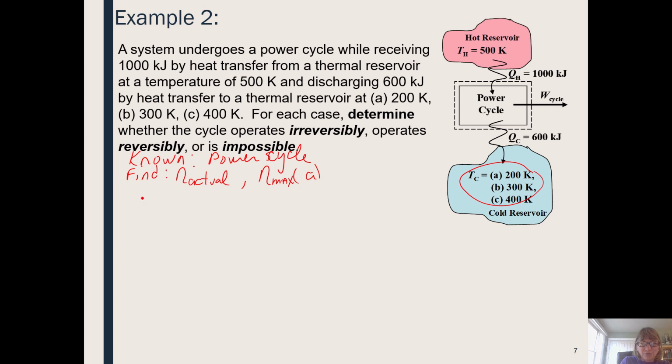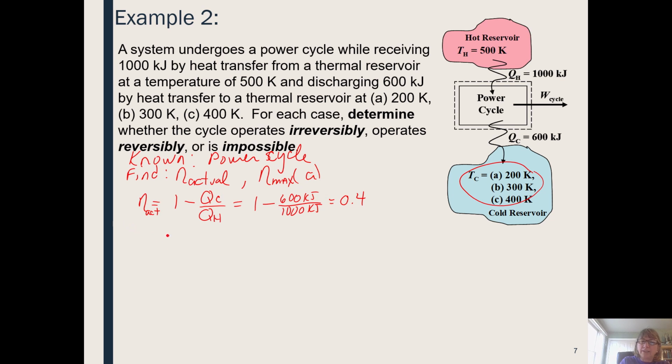Let's look at our actual efficiency. We have 1 minus the ratio of our heat coming out over our heat going in. So this is 1 minus QC, 600 over 1,000 kilojoules. So that's 0.6, subtracting from 1, and we get an efficiency of 0.4. Okay, so that's our actual.